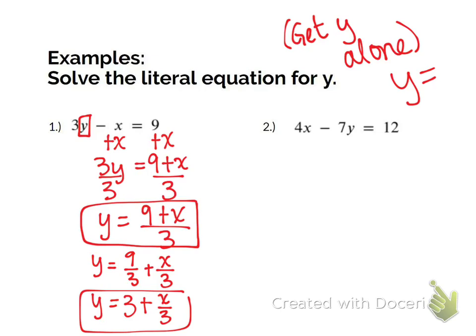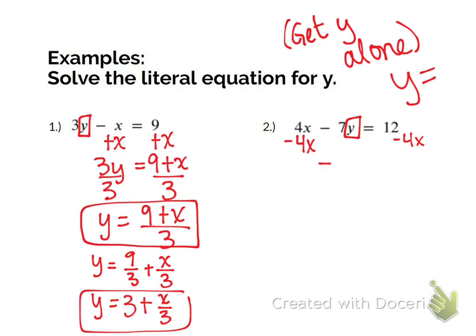Okay, on 2, again, our goal is to get y alone. Any thoughts on a first step? Dominic, what do you think? It's just subtract 4x. Good. I heard a couple people say it. Subtract 4x on both sides. Now we need to be careful. What does that leave us with on the left side?